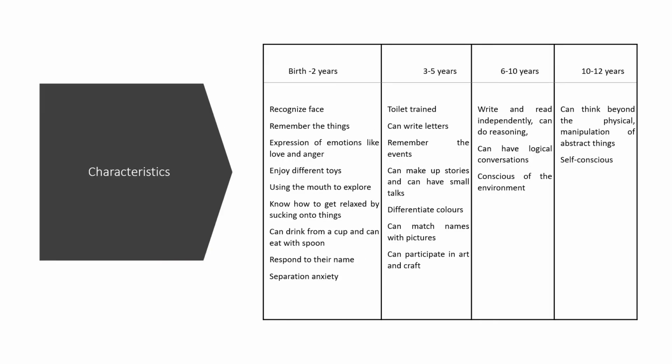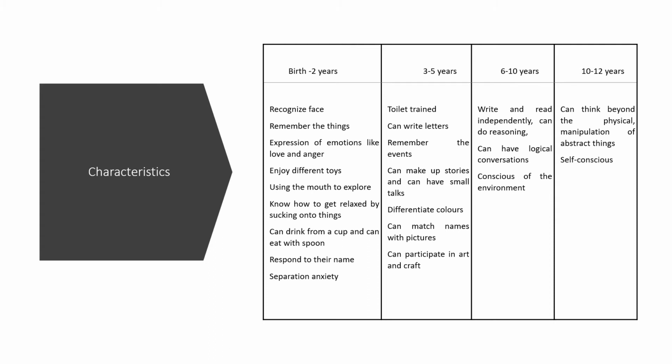The characteristics of this development: from birth to 2 years, the child can remember faces and voices. They can express their feelings of hunger and pain. They can drink from a cup and eat with a spoon. They develop separation anxiety during this period. From 3 to 5 years, children become more independent. They get toilet trained. They can make up their own stories and can play characters.